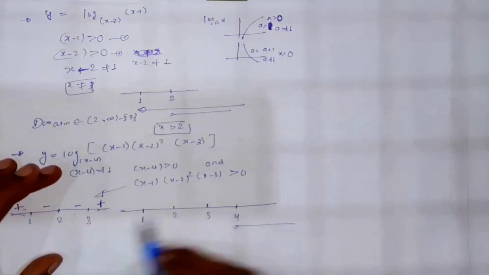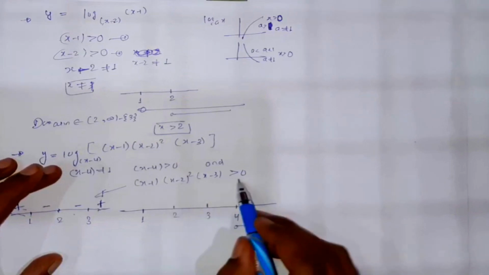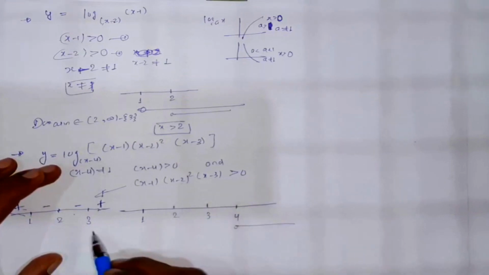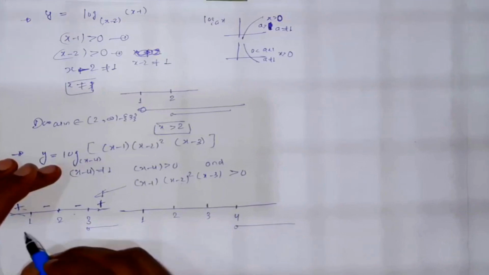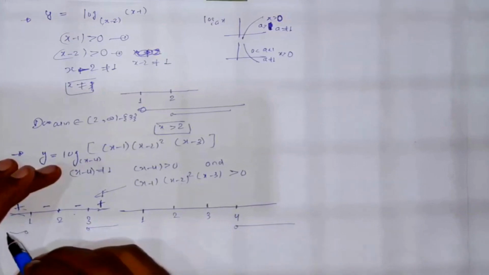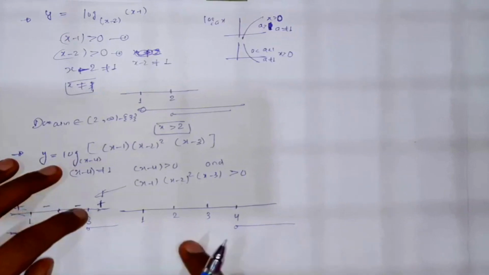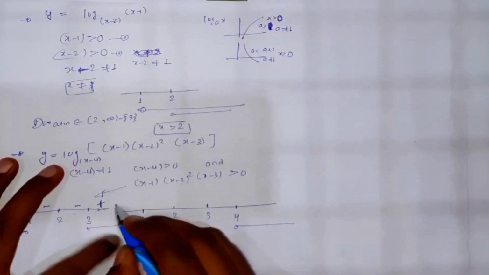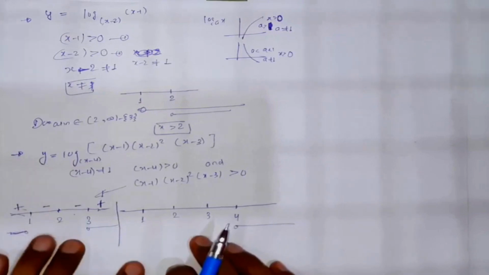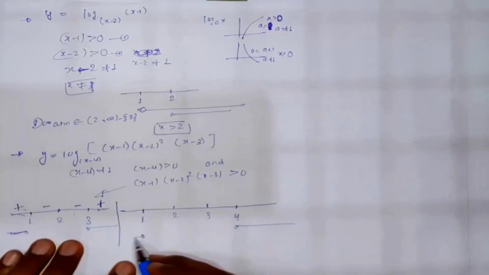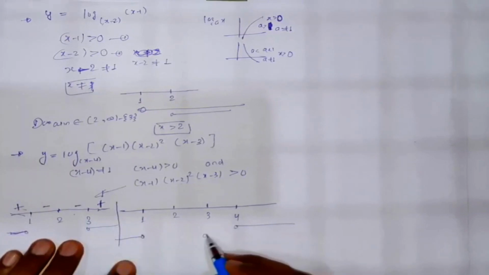Okay, so we need to calculate the values of x for which this inequality is satisfied. It means this is positive. So I'm going to take the region like this, and I will draw this region at this point and compare this. This is 1 here, this is 3.